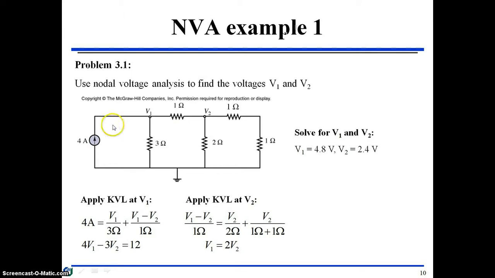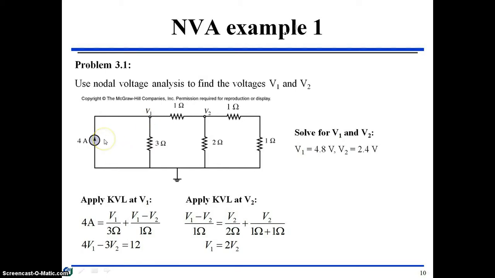Consider the example. We have been given a DC network. A 4 ampere current is flowing as the source to the network. We have two nodes, V1 and V2, and we want to analyze the network.